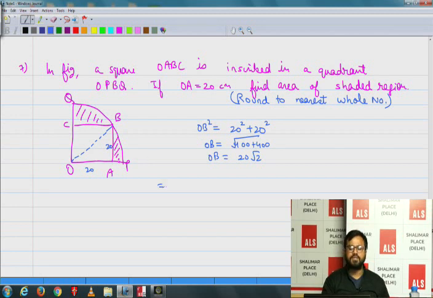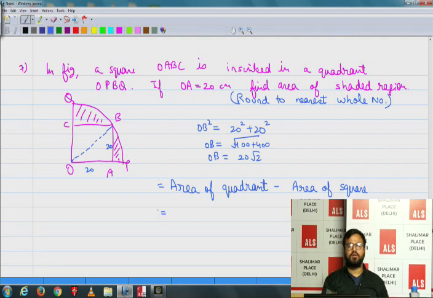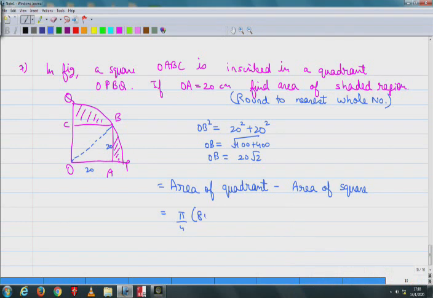So area of shaded region is area of quadrant minus area of square. So quadrant area is 1/4 of a circle. So pi by 4 times radius square, which is OB square, which is 800, minus area of square, which is 400, which is 200 pi minus 400. We can take 200 as common, and pi minus 2.